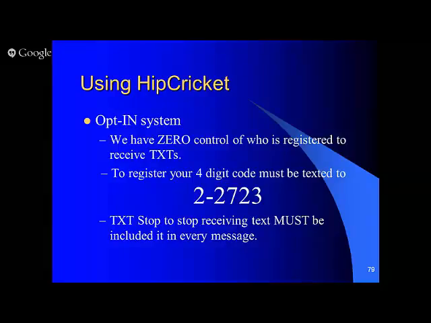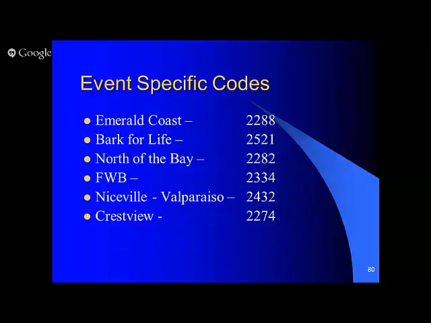You have no control. We cannot add names to the list. We cannot remove them from the list. It has to be the person with the phone, and it's going to that number. Those are the numbers for the events here. You have to text just those 4 digits to that 22723 number.